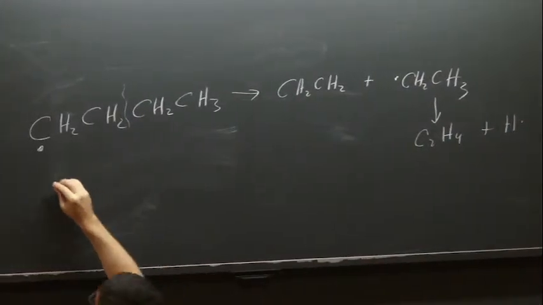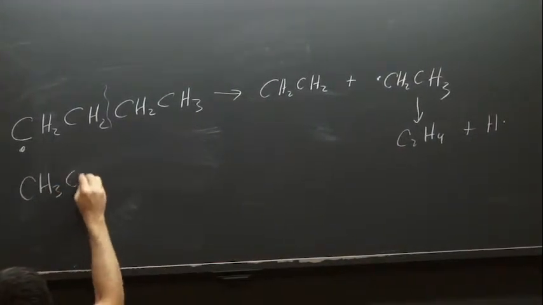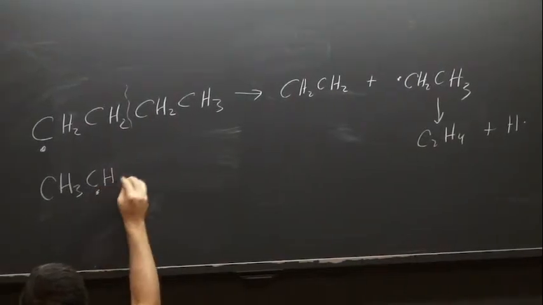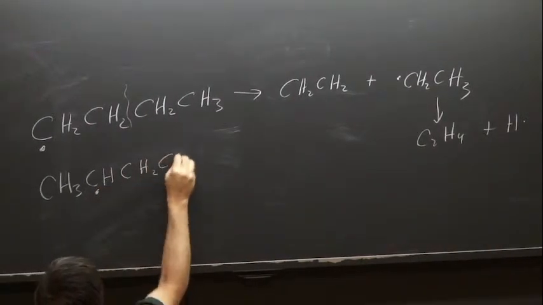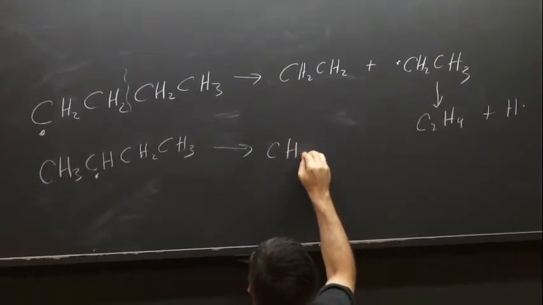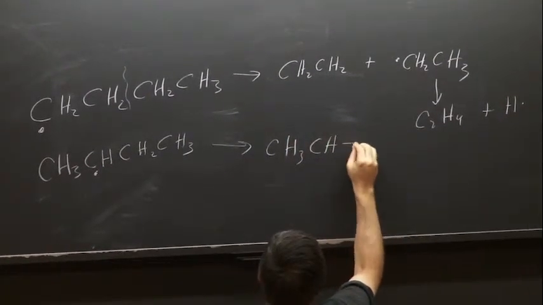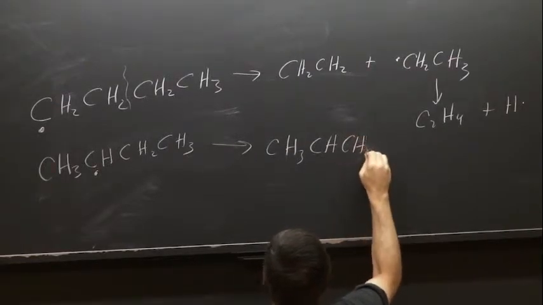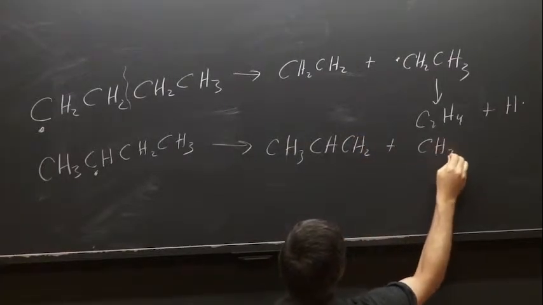But if the initial radical, the first OH, came up and hit the other hydrogen first, it would start this way. And this would break to CH3, CH2, propene, plus methyl.